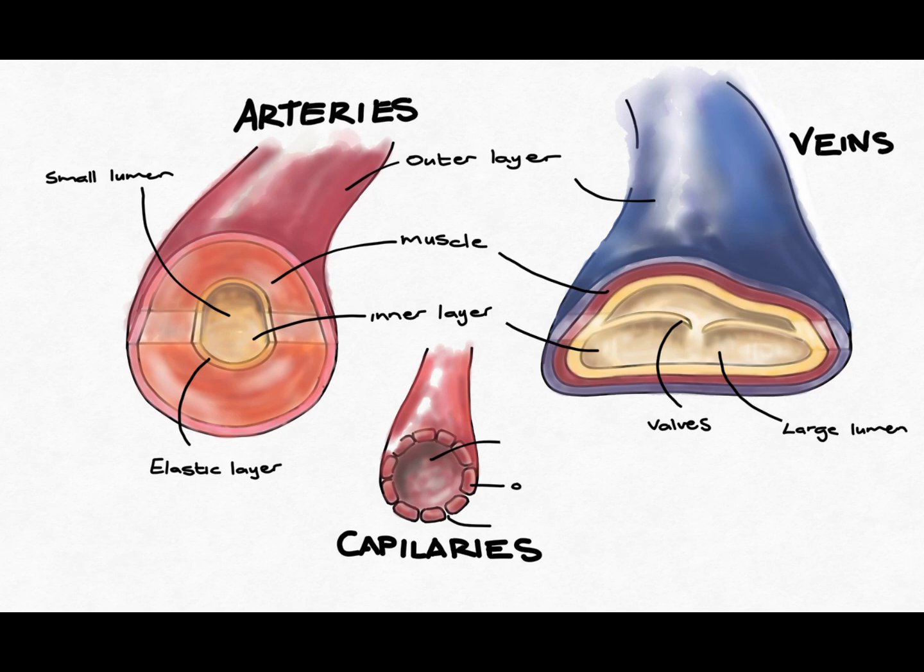We then have our capillaries. Our capillaries do not have many layers. They're only 1 cell thick. Now these cells have fenestrations between them. These are tiny little openings, and they also have a very small lumen.